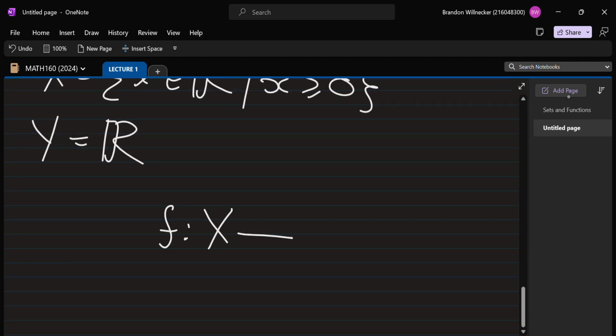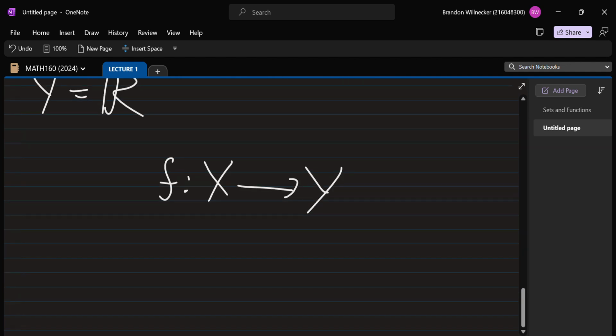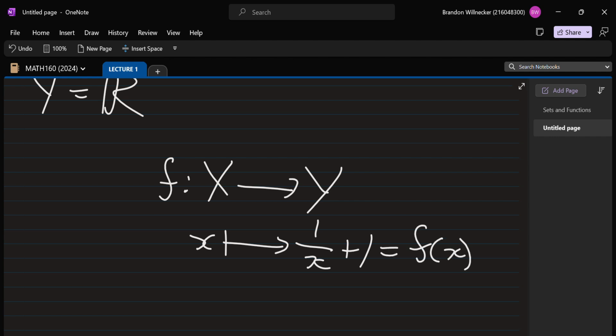Okay, so I'm just going to leave it as x and y. We can fill in the gaps there. X gets mapped to 1 over x plus 1. That's the rule. You give me an x, I can compute that, and I can give you back f of x. So this, over here, this number is f of x.